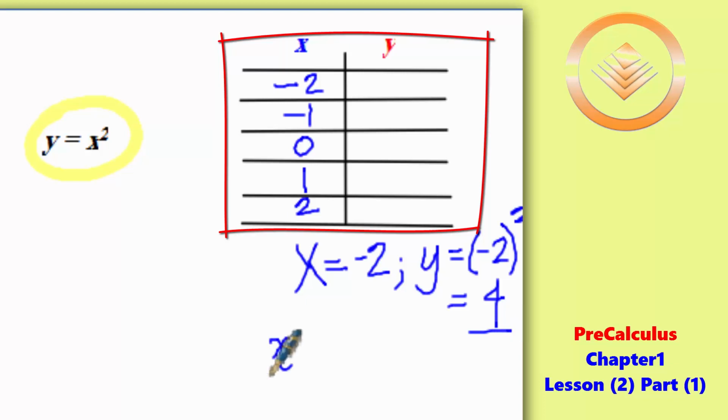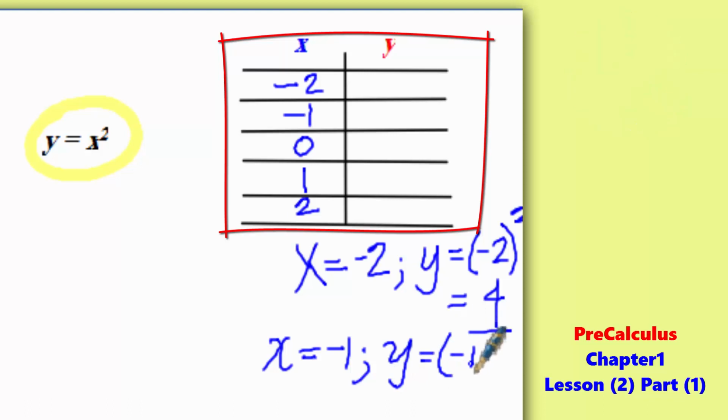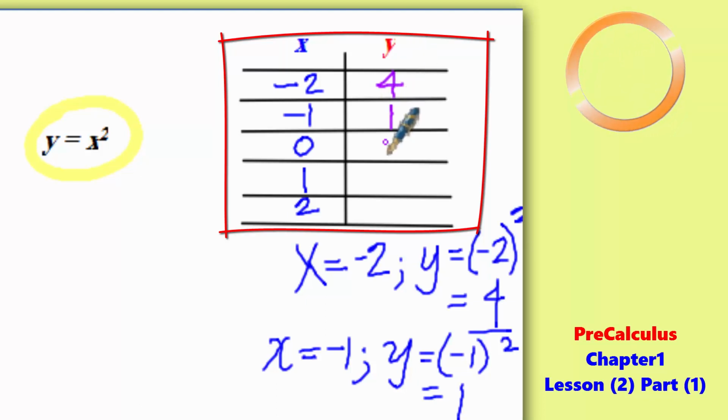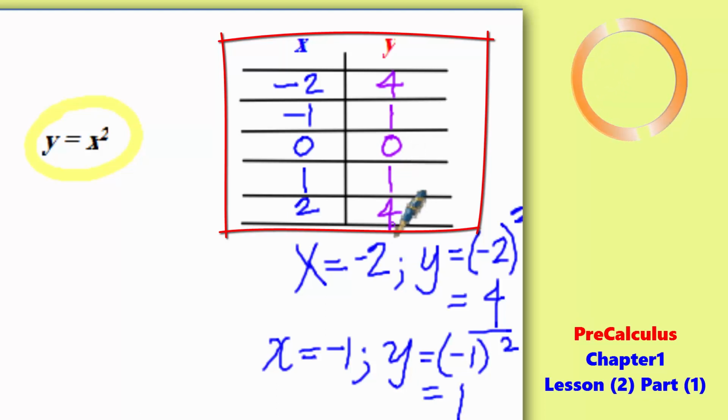Now for x equal to negative 1, the same procedure will be taken. So we have negative 1 squared. That would give you 1, and so on and so forth. Now in this case, we have 4 here. We have 1 here. If x is 0, then our y automatically is 0. And if your x is 1, your y is 1. If your x is 2, your y is 4.